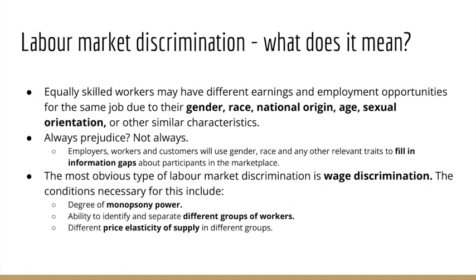And the most obvious type of labor discrimination is wage discrimination. The conditions necessary for this to include are the degree of monopsony, which is something we saw before in our course, the ability to identify and separate different groups of workers, and then the elasticity of the supply of the work of those different racial or marginalized groups.